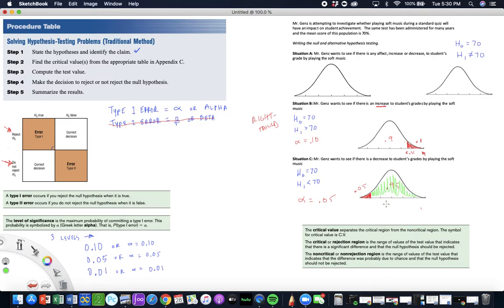Again, let me repeat that because this is important. If my sample mean falls in the critical region, I'm going to reject the null hypothesis and say that soft music has a bad effect on my standard quizzes. If my data point falls in this non-critical region, then I would accept the null hypothesis and say that playing soft music really doesn't matter. It doesn't have an impact on my testing.